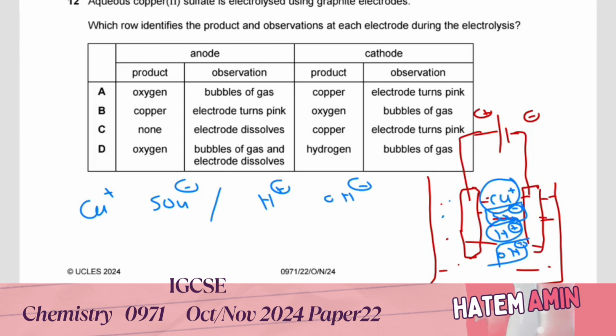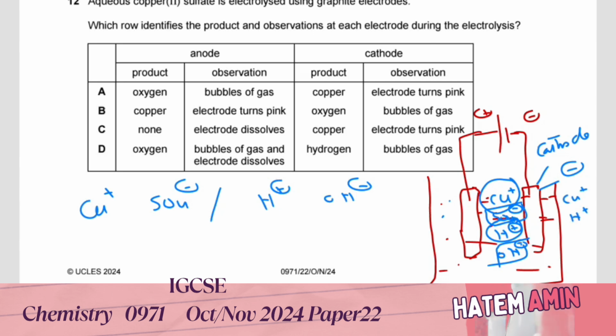According to this explanation, we have here two electrodes. One is negative and the other one is positive. The negative one we call the cathode. This cathode attracts, because it has a negative charge, the positive ions toward itself, which are copper and hydrogen.